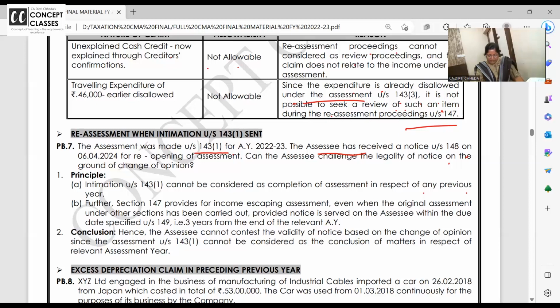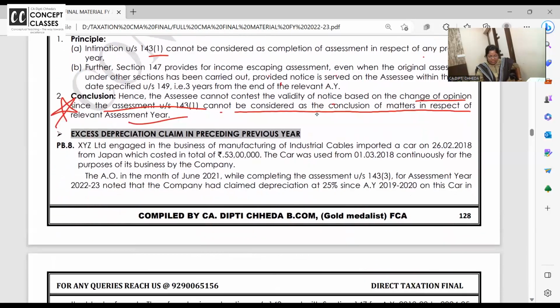Further, 147 provides for income escaping assessment even when the original assessment under another section has been carried out, provided notice is served. Hence, SSC cannot contest the validity of the notice based on change of opinion. 143.1 में हो चुका है तो अब क्यों वापस 147 में खोल रहे? No, because 143.1 is just an intimation from the department कि okay, we have accepted. It's not an assessment. So they can open if they wish.